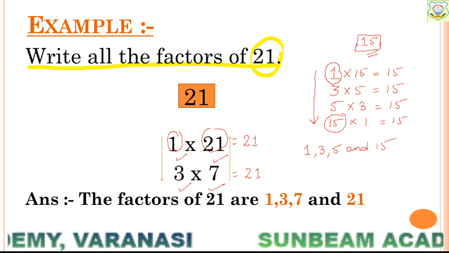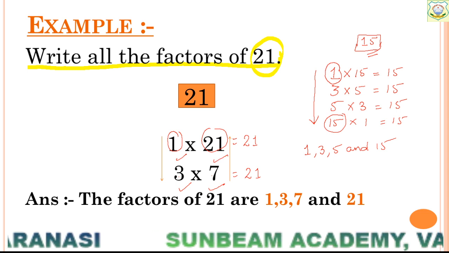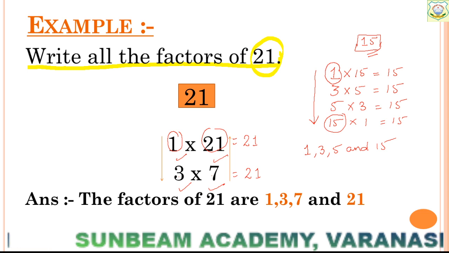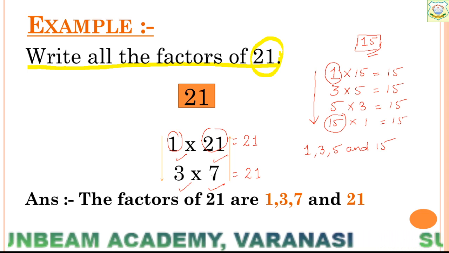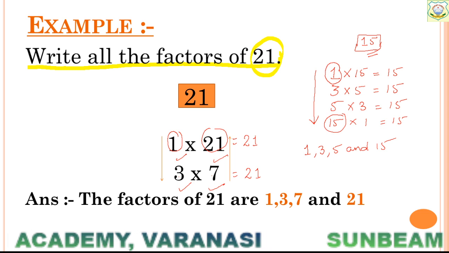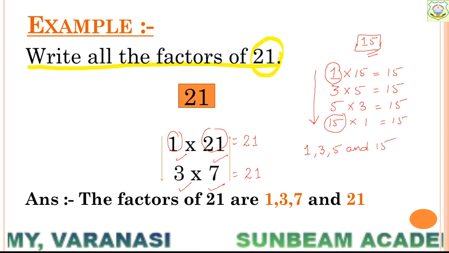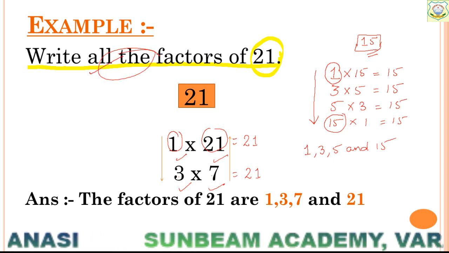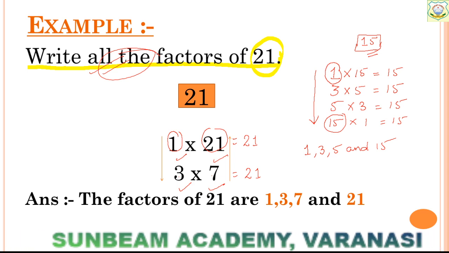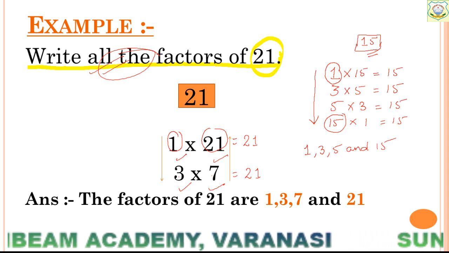We have to write all the factors. Remember that. Don't think that if you have written 1 or 2 you will get full marks. No. Whenever a number is given, you have to write all the factors. If it is mentioned to write all the factors, then you have to write them. Now is it clear? Okay.